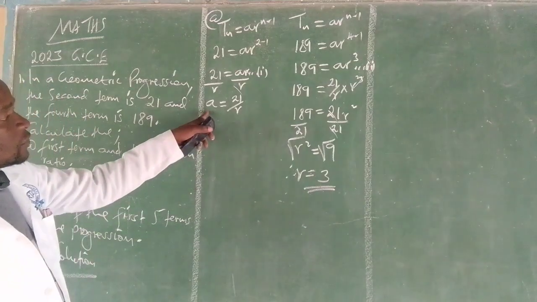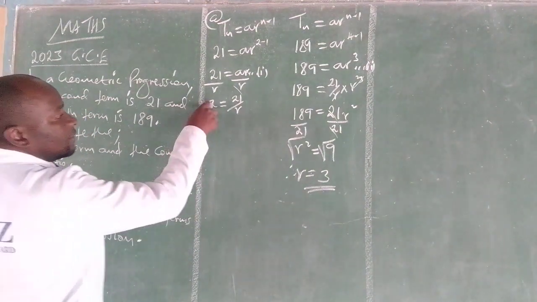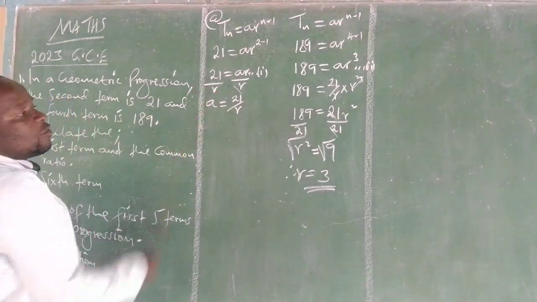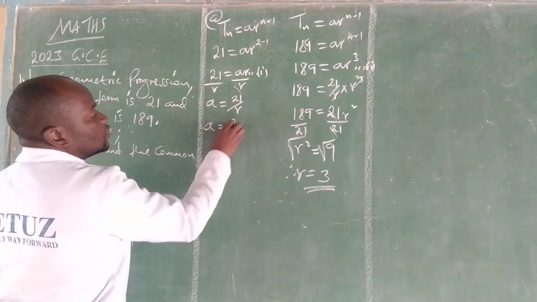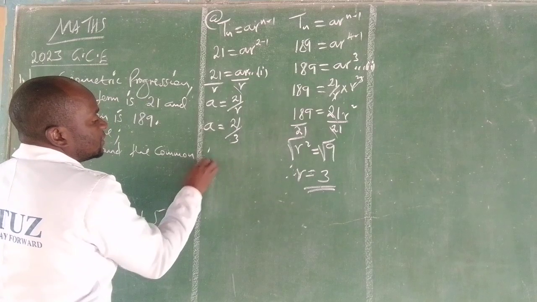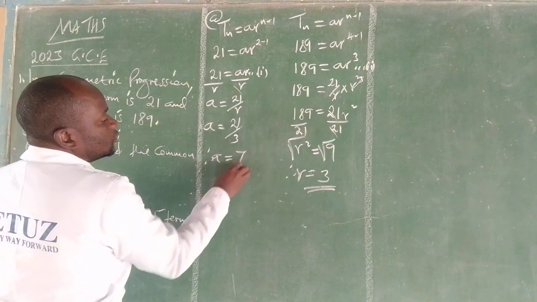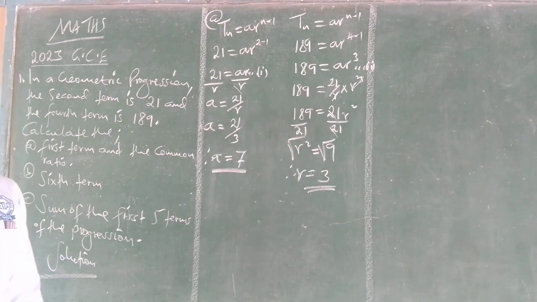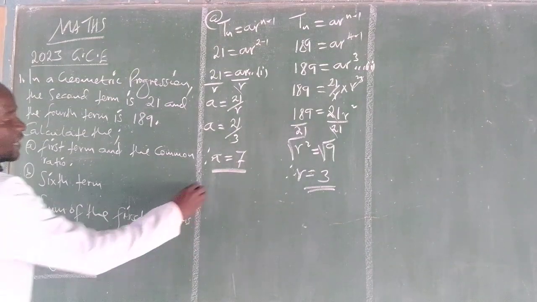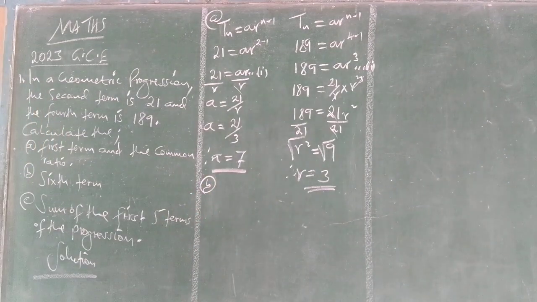Shall we also find the first term, which is A? We use the same equation where we made A the subject of the formula. So A is equal to 21 over R, where R is 3. Therefore A is equal to 7. So the first term is 7 and the common ratio is 3. We are done with the first question. We go to question B.